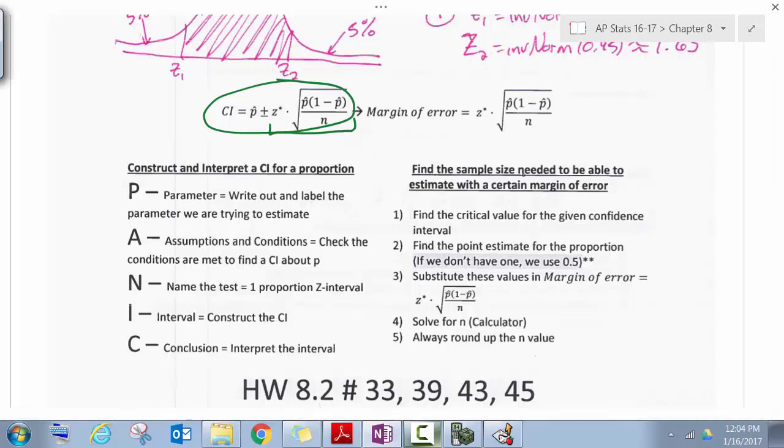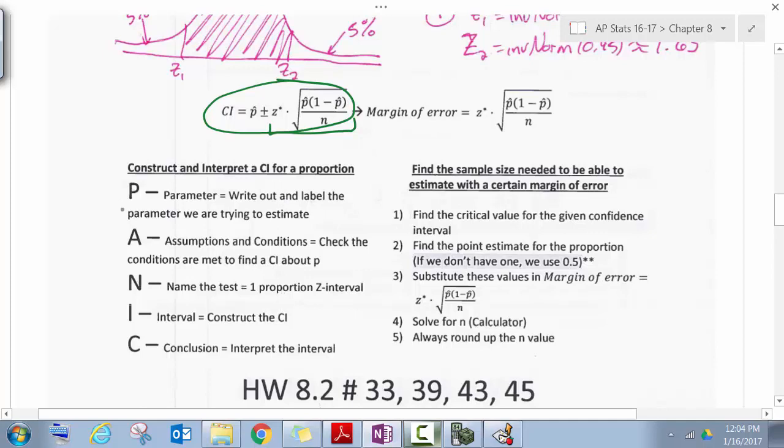Then we also have to find the sample size needed to be able to estimate within a certain margin of error. Suppose we want to be within 3%, how many from our sample do we need to take, or what sample size do we need? So we'll go over that in a second. But let's look at constructing a confidence interval.